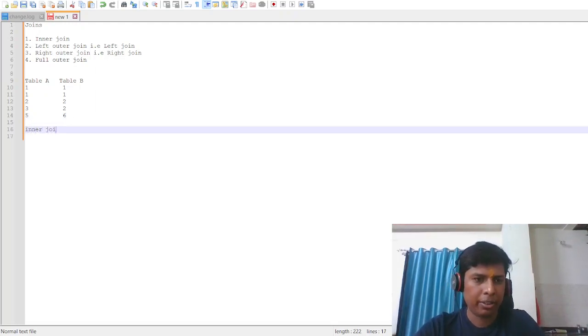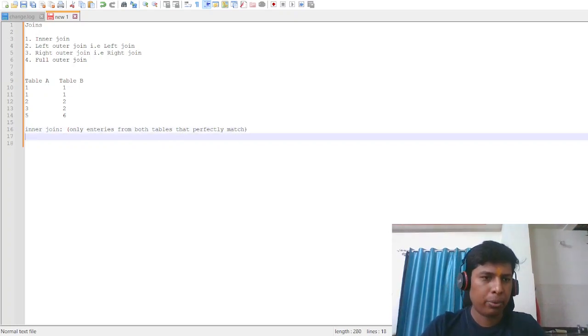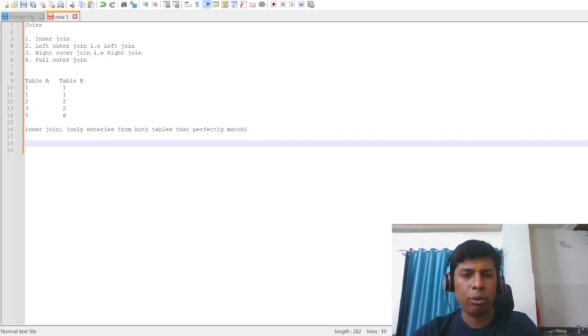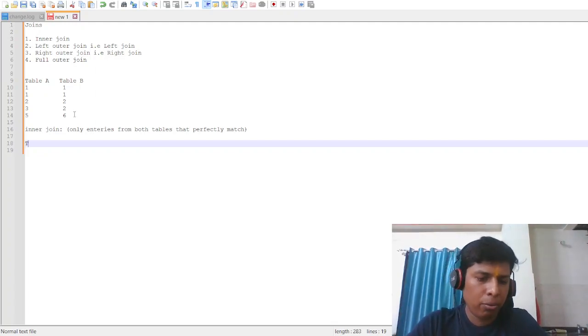use inner join. So what inner join does is, only entries from both tables that perfectly match. Okay, so you can go to my previous videos where you will find many syntax of the join statement where I have solved real-time SQL problems. So here I will only give you what would be the output.